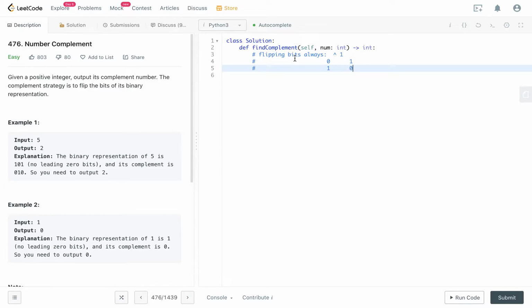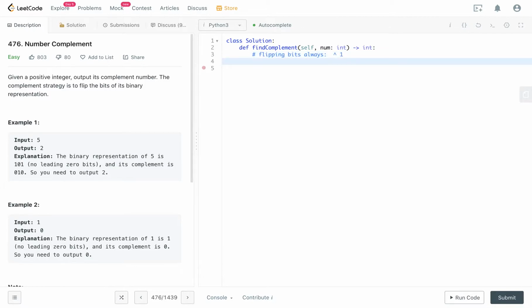And if you look at the numbers here, you can see that if your original number is 0, the output is 1. If your original number is 1, the output is 0. So basically, we are flipping the bits, right? So that's the magic of flipping bits, and you can always use the exclusive OR of 1 to do that. Next time you can just remember it. You don't even have to think about it.